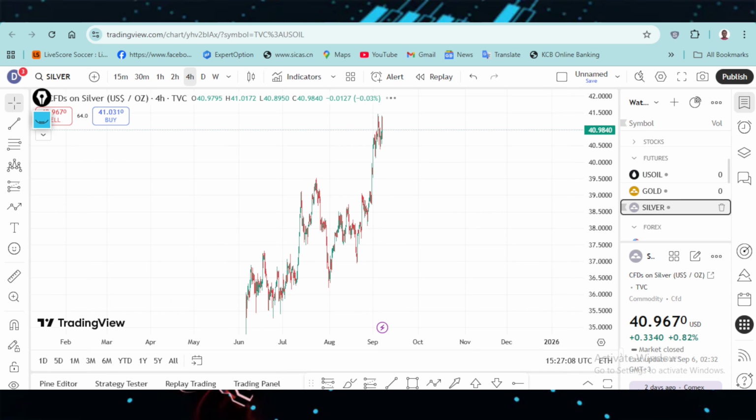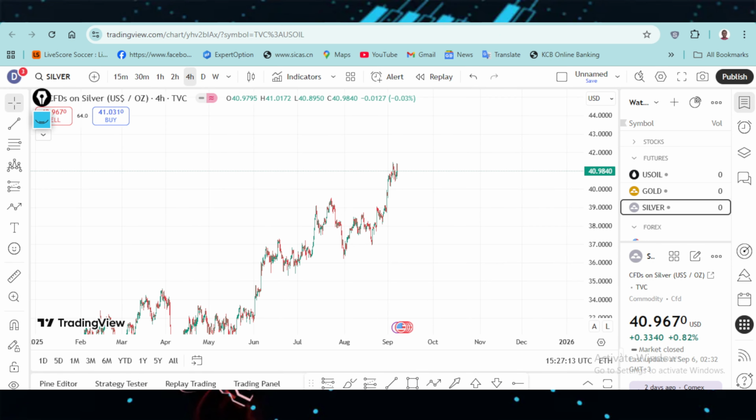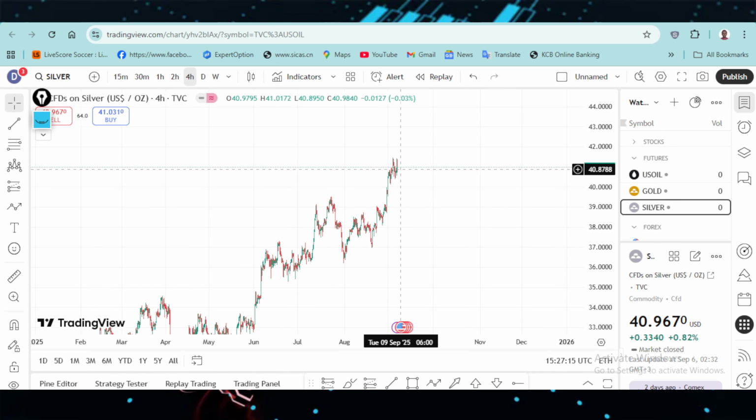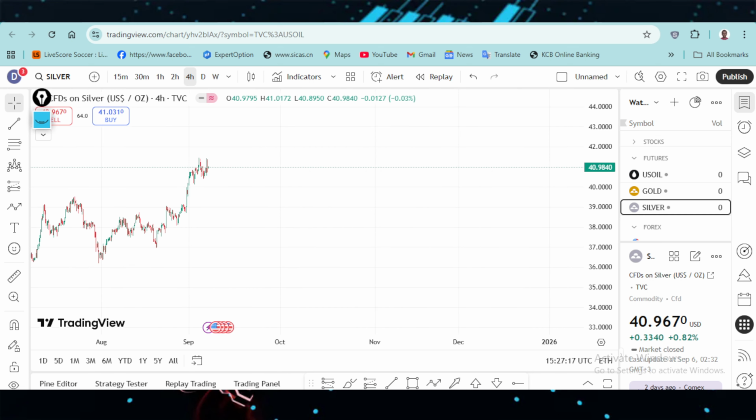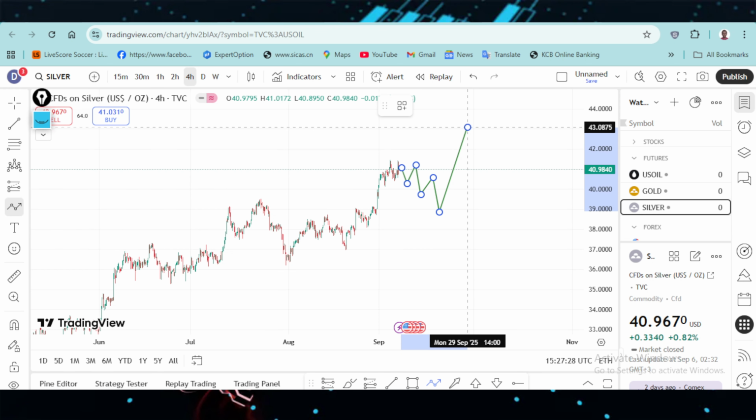Silver, the same thing. Silver has made a very good move, and now it's already in a corrective structure, which is not yet completed. I want this corrective structure to complete before we can see another move to the upside.